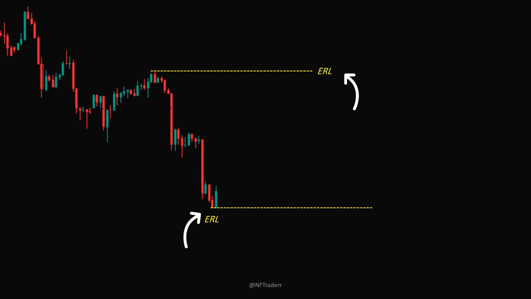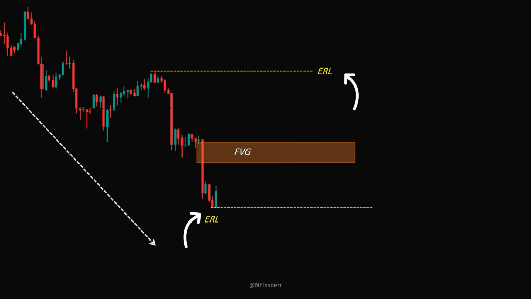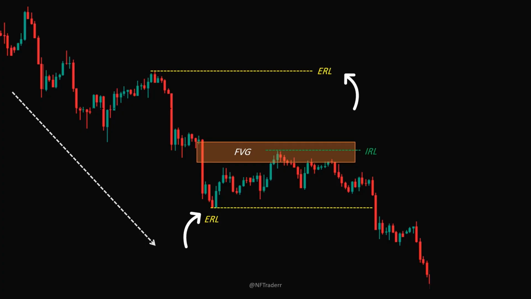If the market has been in a clear downtrend, it would be logical to expect a continuation to the downside, breaking previous structure and aiming for the liquidity below recent lows. On the other hand, if the higher time frame shows an uptrend, the more probable outcome is a push upward to target the liquidity resting above recent highs. Another important element in forecasting price direction is observing how price behaves when it reaches a fair value gap.